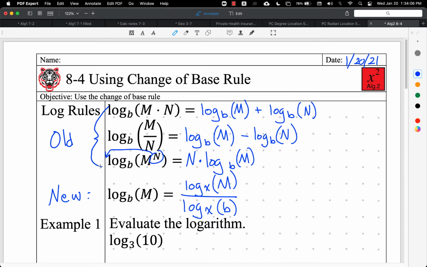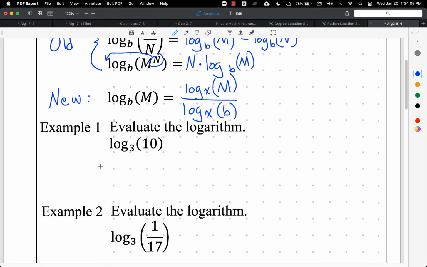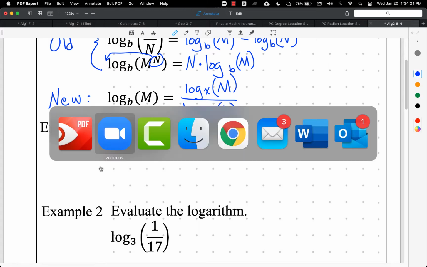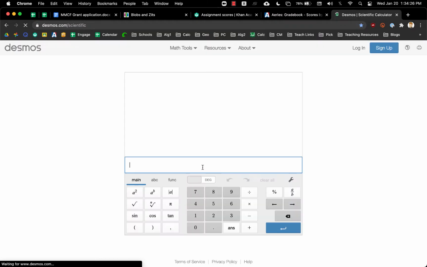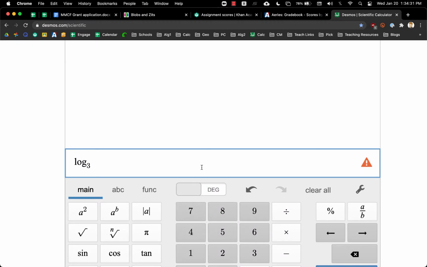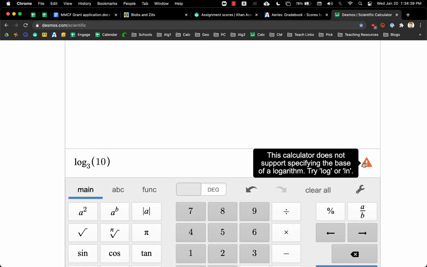Let's try out our fancy new formula. I want you to evaluate that thing. And for the majority of phone calculators, if you type this in, there's no change of base formula. You can't type in log base 3 of 10. As an example, if I come over here to the calculator, if I do log base 3, and you guys can't see, so let me zoom in. Log base 3 of 10. What does it say? This calculator does not support that.